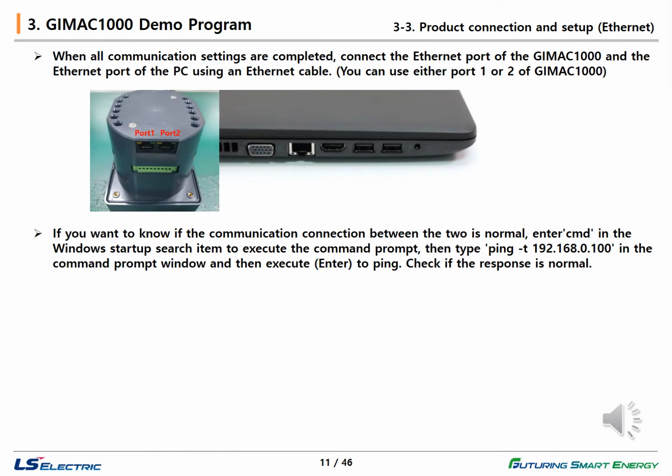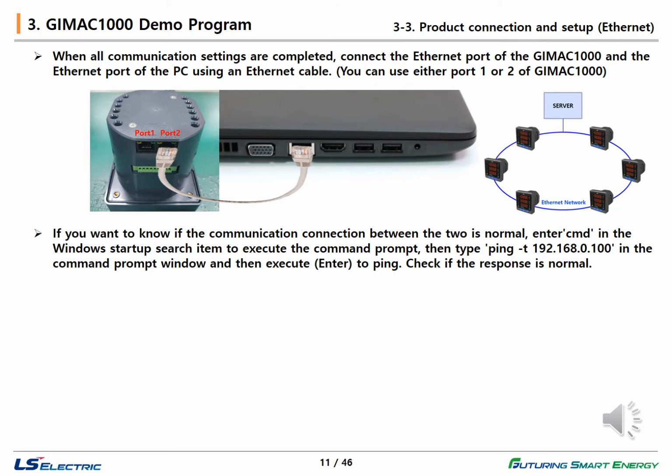After setting the IP address for both the PC and GMAC1000, connect them to each other with an Internet cable. At this time, in the case of GMAC1000, it does not matter which of the 2 Internet ports is used for connection. GMAC1000 has 2 Internet ports for use as a daisy chain when configuring an Internet network or for configuring a ring topology using RSTP or the redundant function.